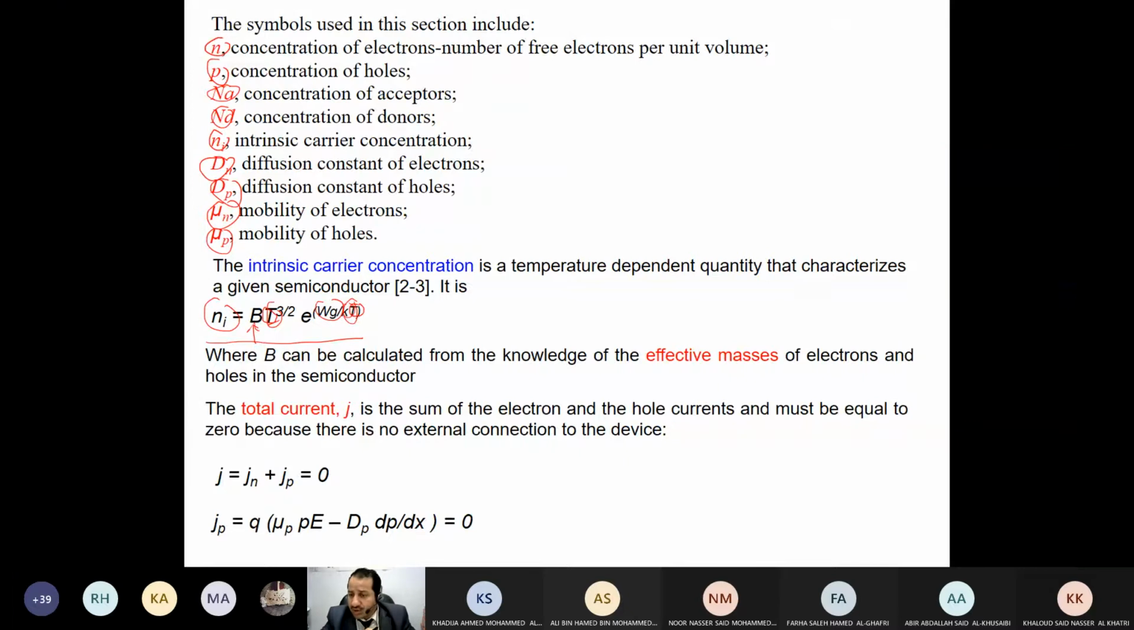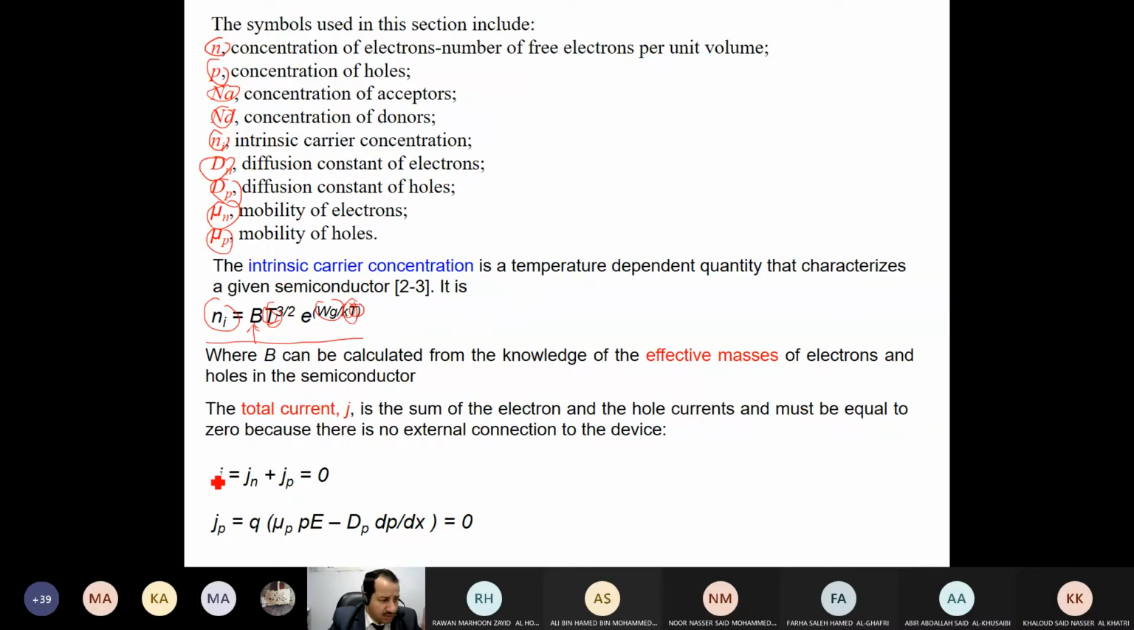But as I mentioned, this drift and diffusion of currents from N to P and P to N will continue. It's dynamic, as I mentioned, and will continue until we reach equilibrium. It means the total electron or hole movement will be zero at the end.